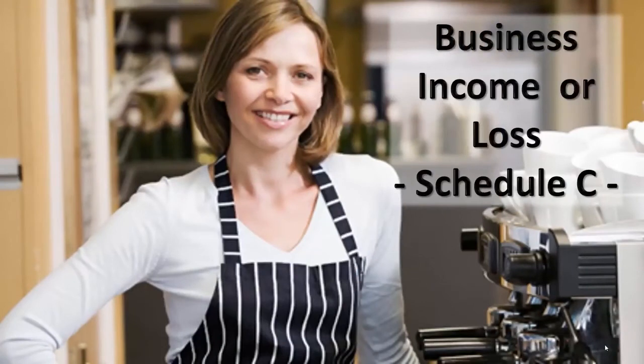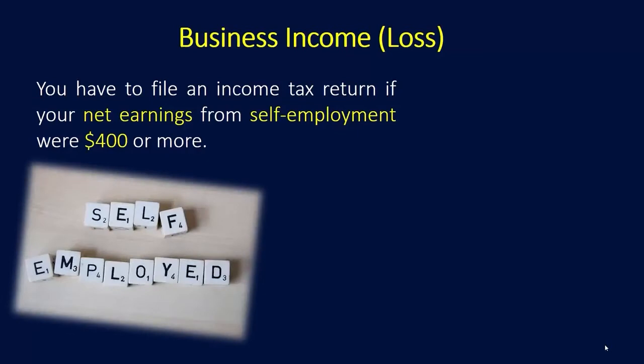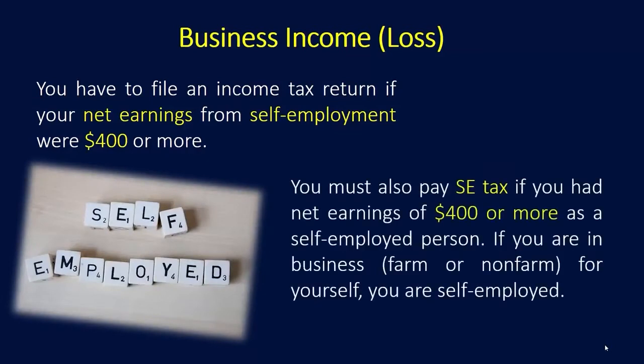Now we'll talk about business income or loss, which is reported on Schedule C. You have to file an income tax return if your net earnings from self-employment were $400 or more. You must also pay self-employment tax if you had net earnings of $400 or more as a self-employed person. If you're in business, farm or non-farm, for yourself, then you're considered self-employed.